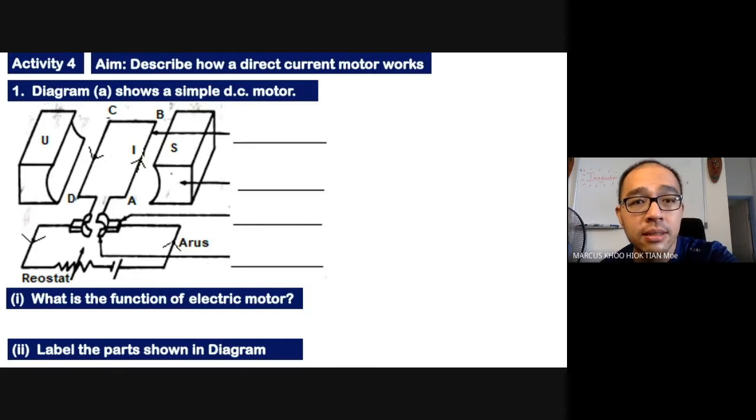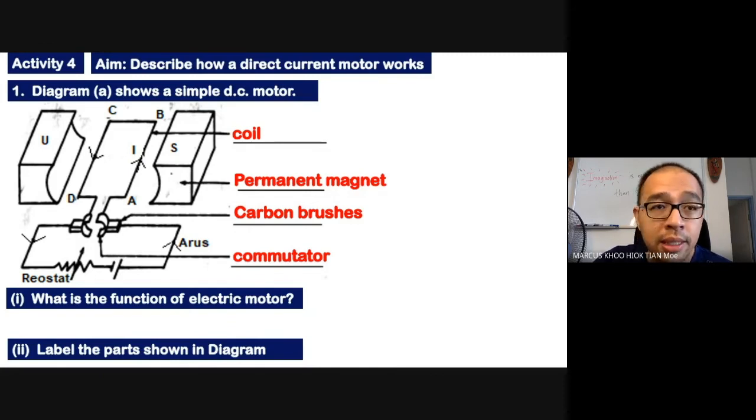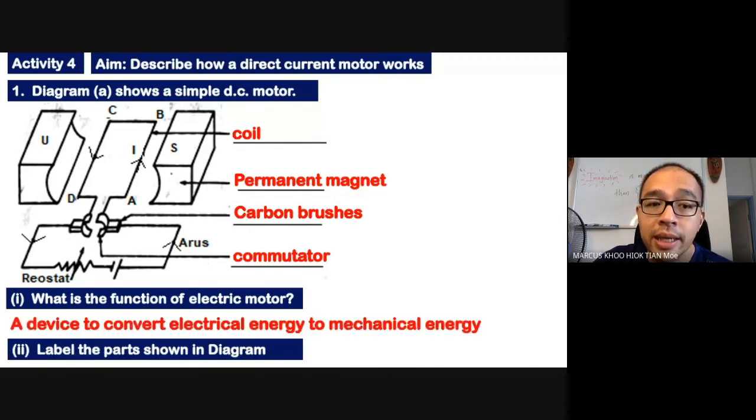Okay, so let's look at how the direct current motor works. All these are the coil and the permanent magnet. These are the carbon brushes, okay? And then this half C-shaped thing over here, these are called the commutators. So the function of the electric motor, as I said just now, is to convert electrical energy to mechanical energy. Okay? So we have labelled these parts already.